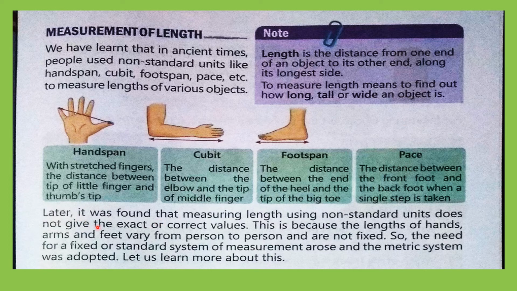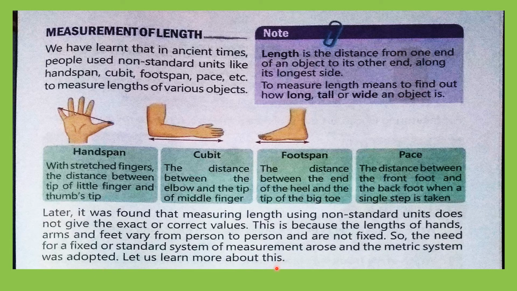Now, later it was found that measuring length using non-standard units does not give the exact or correct value. When we measure this, you will get a different measure and I will get a different measure, because it depends upon the size of our hand and cubit. This is because the length of hands, arms and feet vary from one person to another and are not fixed. You are small and mine is big. So the need for a fixed or standard system of measurement arose and the metric system was adopted.